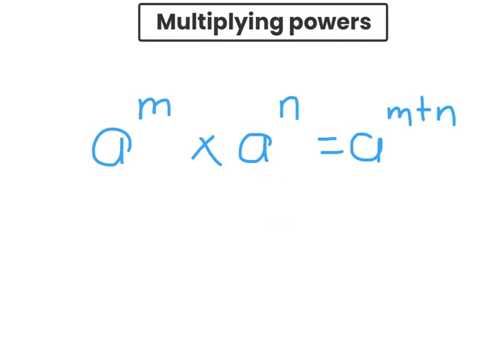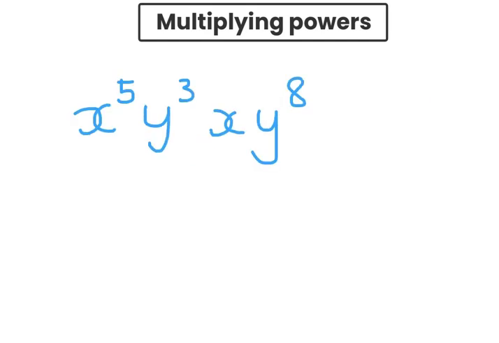So an example of applying this: x to the 5 times y to the 3 times x times y to the 8. Well, how many x's am I multiplying here? I'm multiplying 6 of them, right? Because there are these 5 over here and another one over there. And you can also just imagine that there's that invisible exponent of 1 over here. So 5 plus 1 gives me 6. And how many y's am I multiplying? Well, there's 3 of them here and then another 8 over there. So in total, I'm multiplying 11 y's.